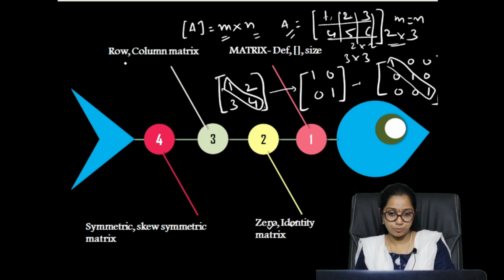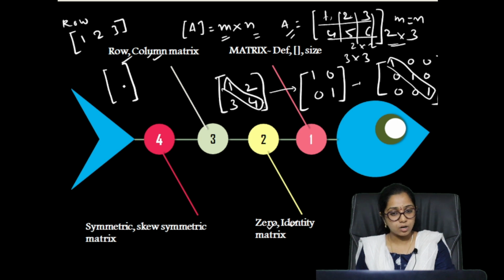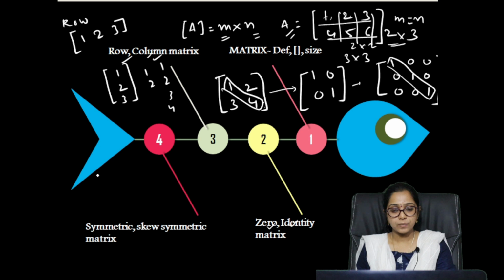Coming to the different types of matrices: what is a row matrix, and what is a column matrix? A row matrix is a matrix with only one row, for example 1 2 3, so there are no additional rows. Then what is a column matrix? A column matrix is one that has only one column. For example 1 2 3. It can be 1 2 also, or it can be 4 also. Is that clear? I hope that's clear.